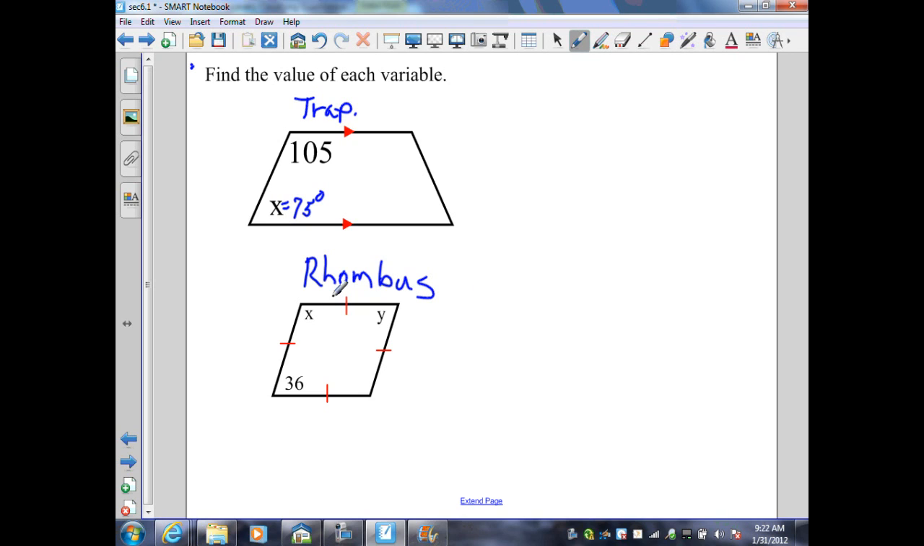As before, I have opposite sides being parallel. And if two parallel sides are cut by a transversal, then I know that same side interior angles are supplementary. Therefore, 36 from 180 would give me 144 degrees. Since these two sides are parallel, I have those two parallel sides cut by a transversal, which would make these two angles, x and y, supplementary. They're same side interior angles. Therefore, 144 from 180 would give me 36 degrees.